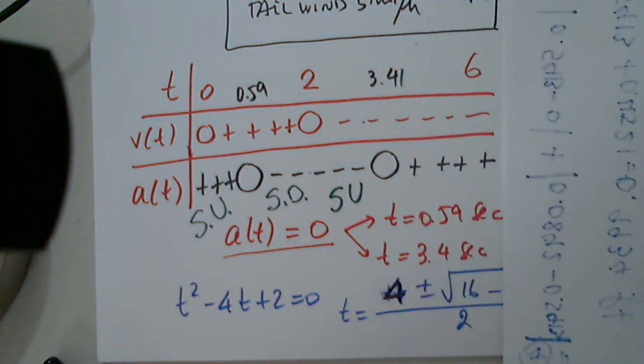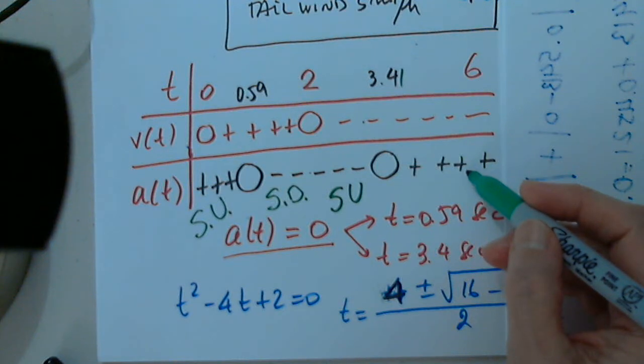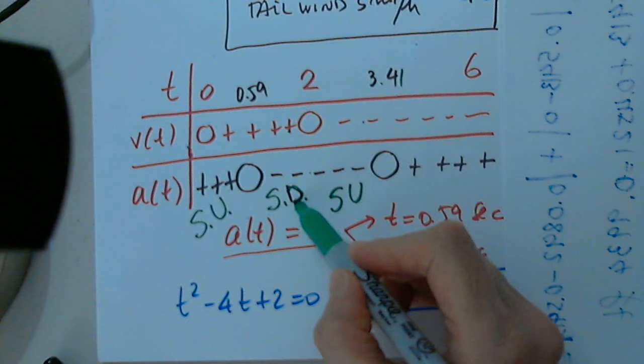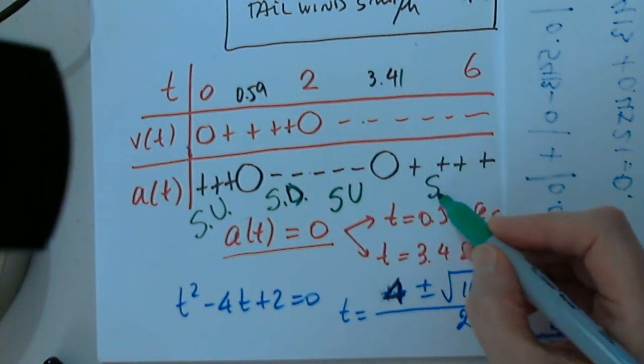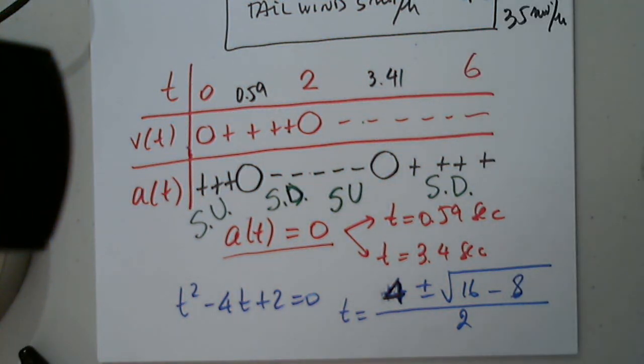Okay. Final step. The velocity is negative, the acceleration is positive. Is it speeding up or slowing down? Slowing down. Slowing down. I know this was a big problem, but it taught us a lot. Any questions on this?